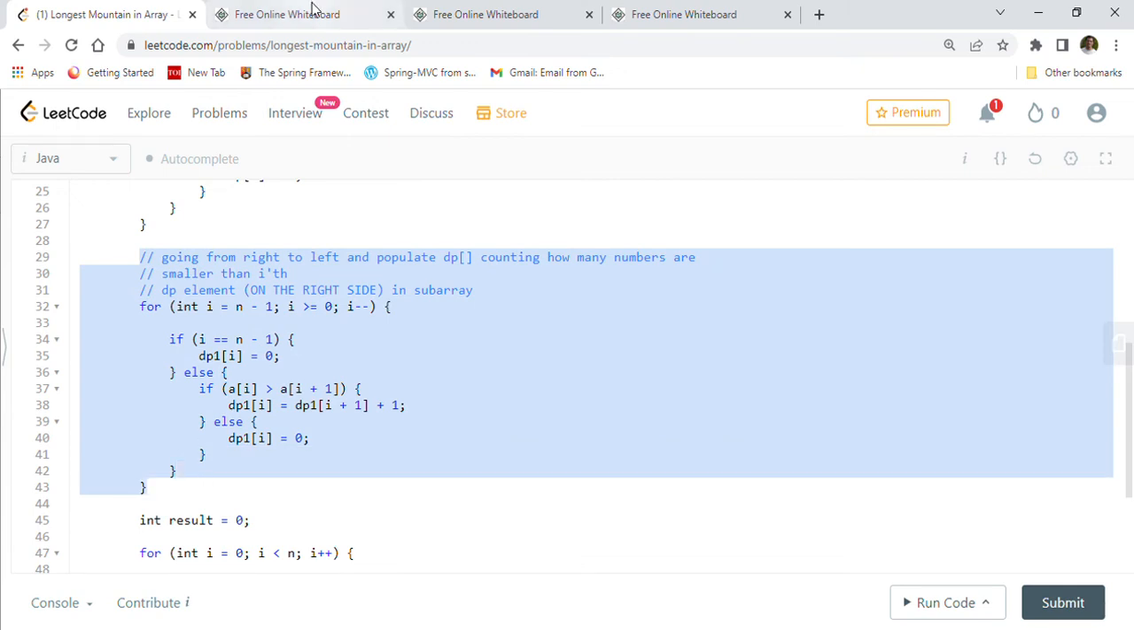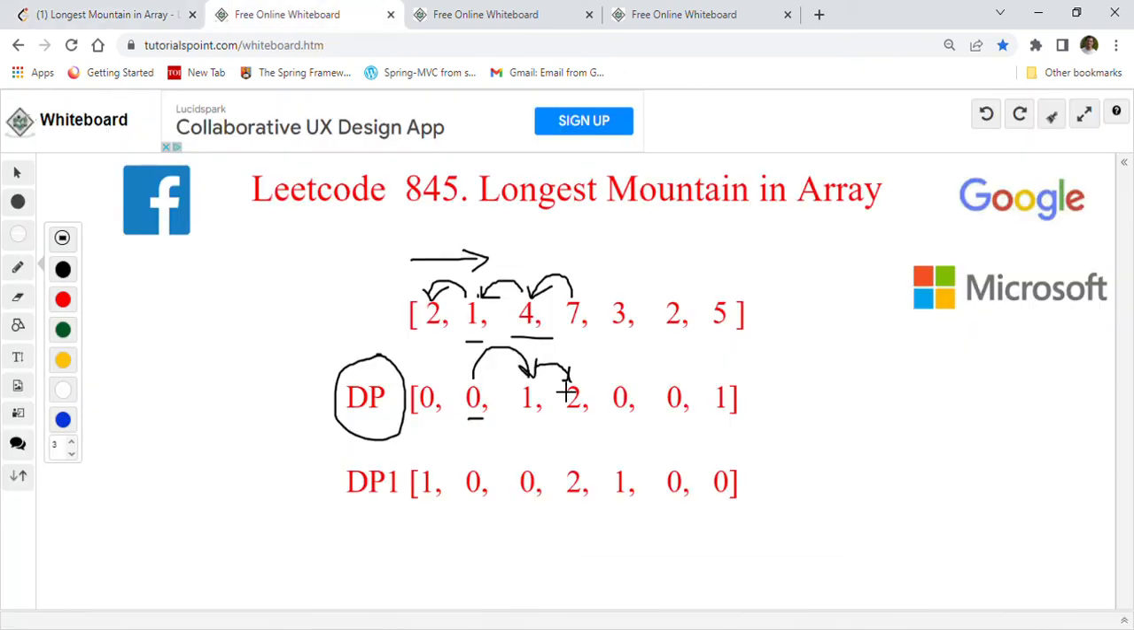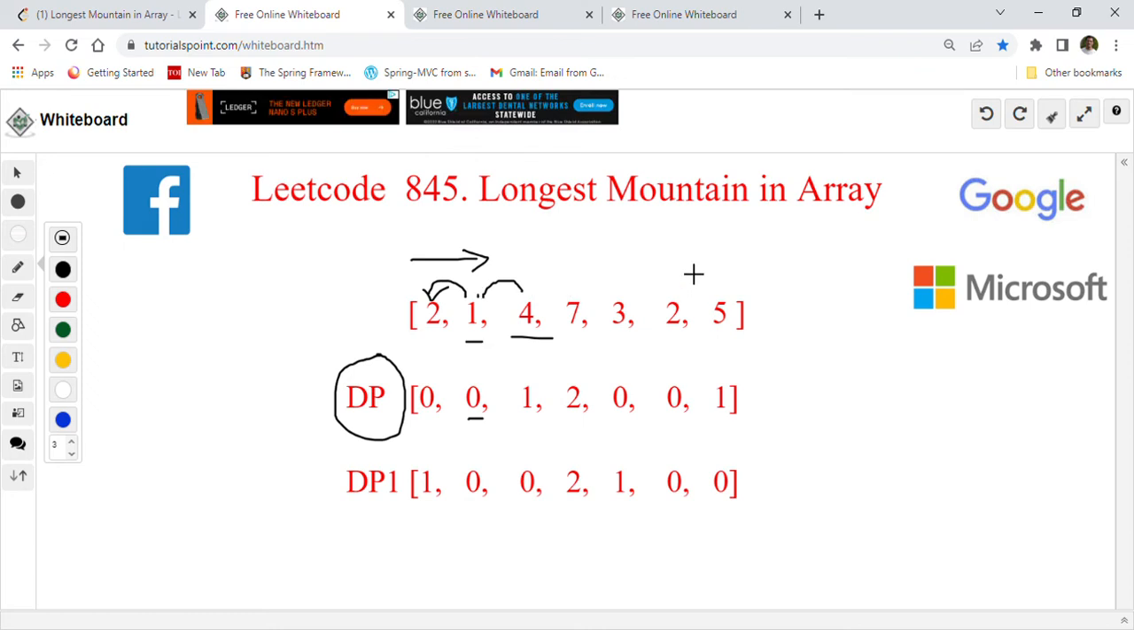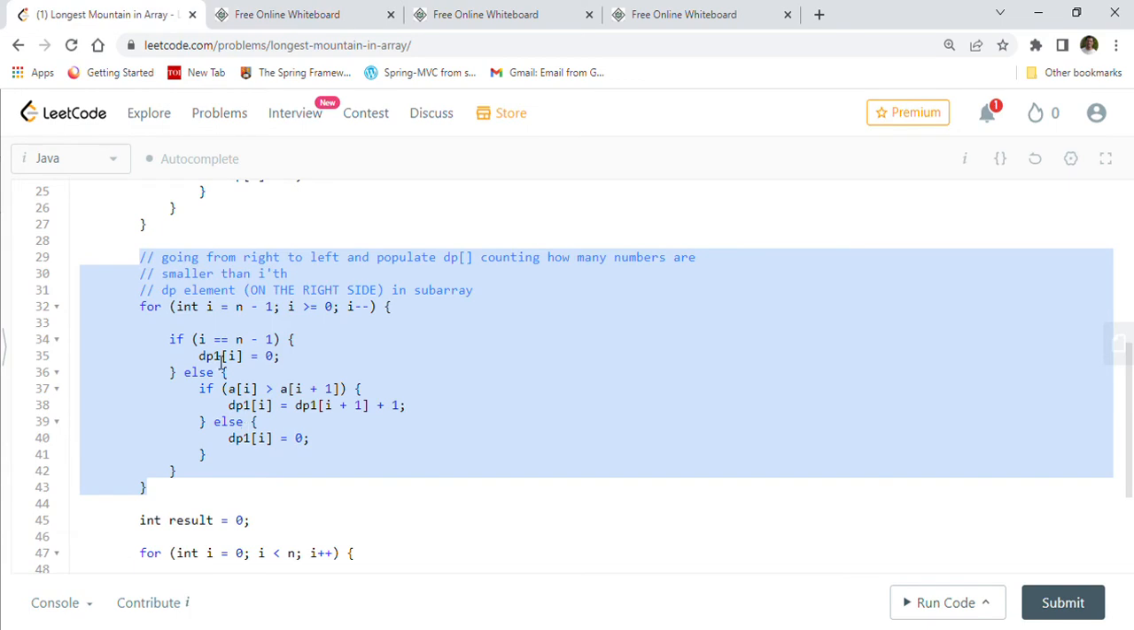In this second for loop, we are going to go in the opposite direction. So we will go in this direction now, starting from this element. This element is 0 directly, because there is no element on the right side of this element that can contribute into the mountain array. So we are now populating the dp1 array in this next for loop right here.